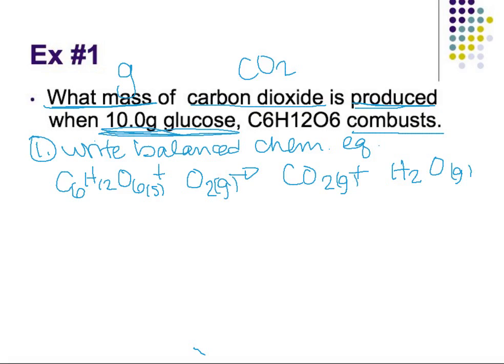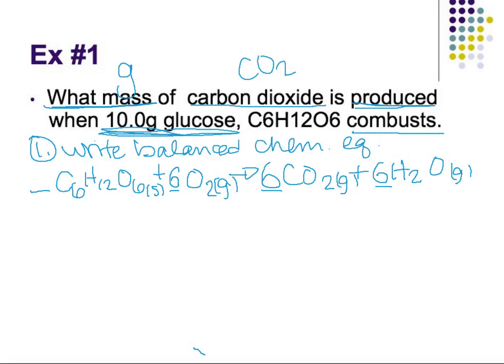So we have 6 carbons. We need 6 carbons. We have 12 hydrogens. We need 12 hydrogens. And now we've got 6 oxygens taken care of. We have 12 more to go. So we've got 12. Okay, so my coefficients are 1, 6, 6, and 6. Okay, that's my first step, writing my balanced chemical equation.